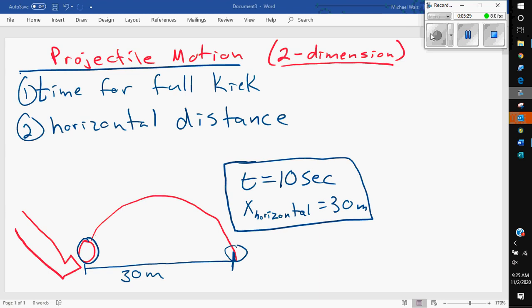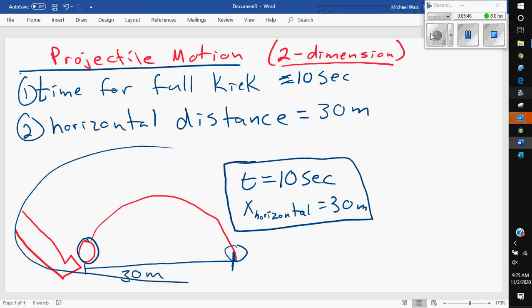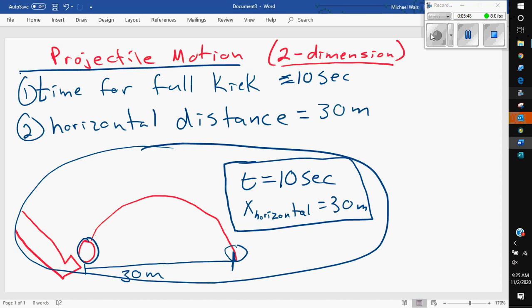Okay, so we went out there, we kicked it. I'm going to put our time up here. The full time is 10 seconds, that's all the way up and all the way down, right? For the kick. And the full distance is 30 meters. So I'm writing this down up here, this picture, so you know where to find it. You keep this in your notes, but I'm going to erase it off of this board.